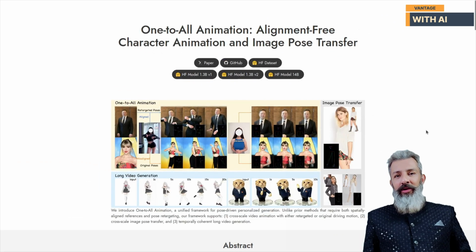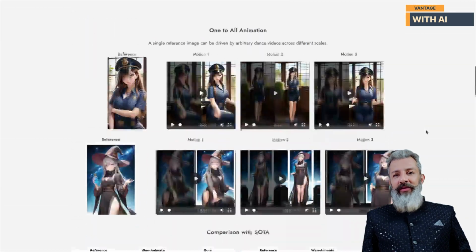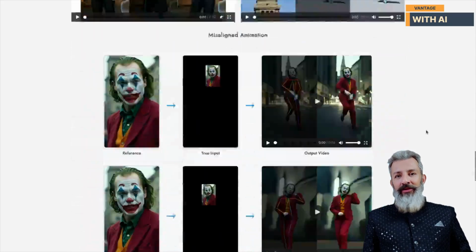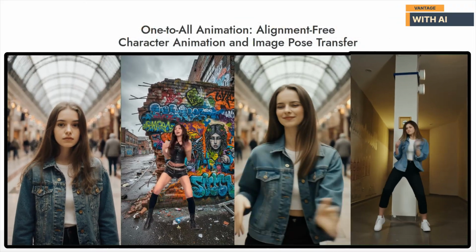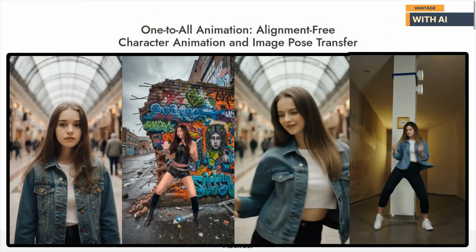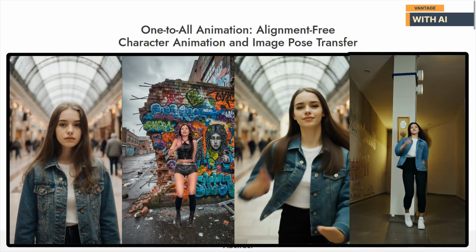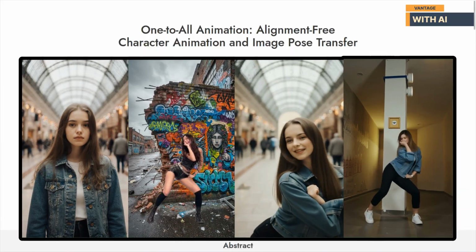Unlike many animation or pose transfer models that struggle when the reference image has a different pose, camera angle, or shot type, one-to-all animation handles these differences surprisingly well. Even when the reference image and the driving motion are completely different, the model can still produce consistent, believable results that closely follow the provided pose animation data.